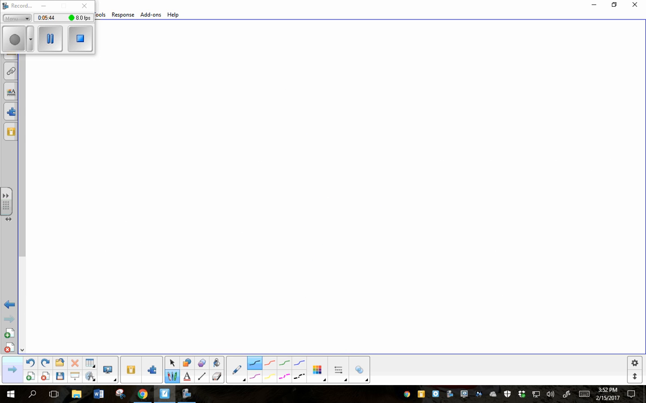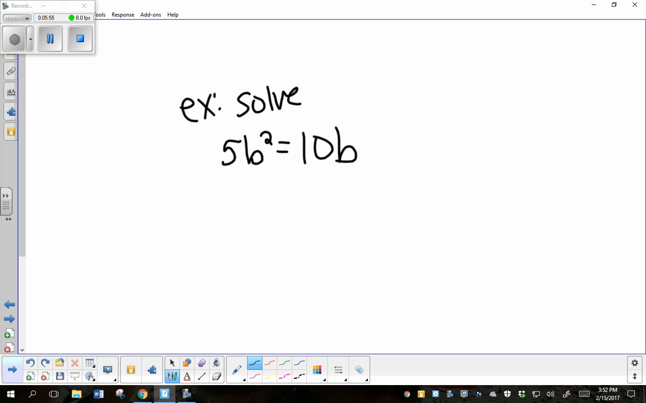Here we go. All right, so for our second example, we're going to solve 5b squared equals 10b. So if I wanted to solve this, I guess I could maybe divide by 5 on both sides. We can do that. There's no reason we can't do that. We could divide by 5 on both sides. So we have b squared equals 2b.